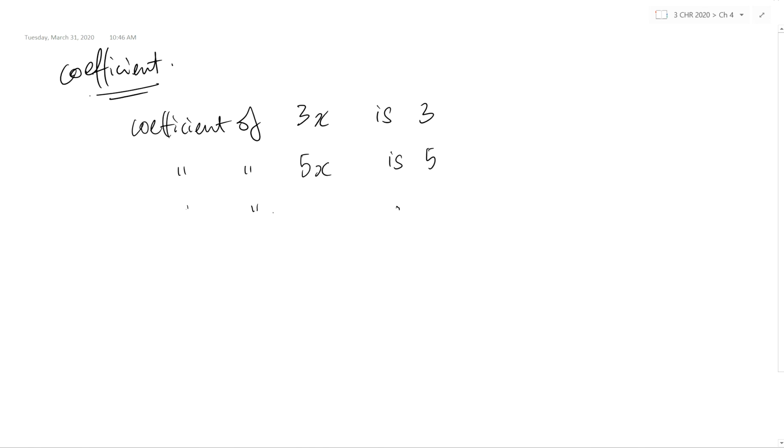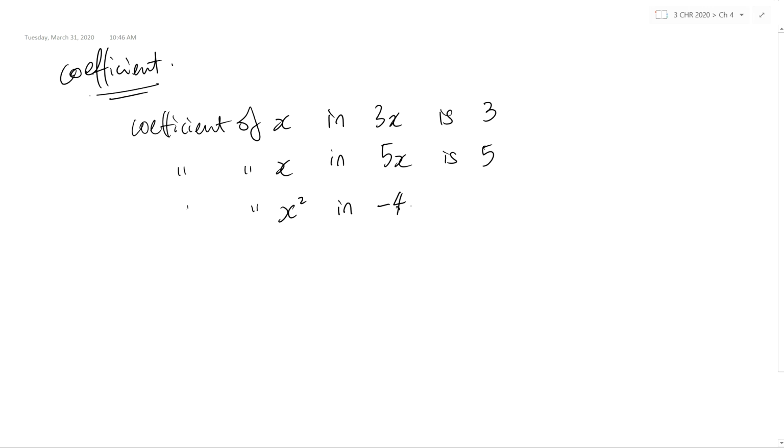Coefficient of, oh, wait. Sorry, rewind. Coefficient of x in 3x is 3. Coefficient of x in 5x is 5. Okay, now this is complete. Now the coefficient of x squared in negative 4x squared is? What is it? Negative? Where did you get 8 from? Negative 4.